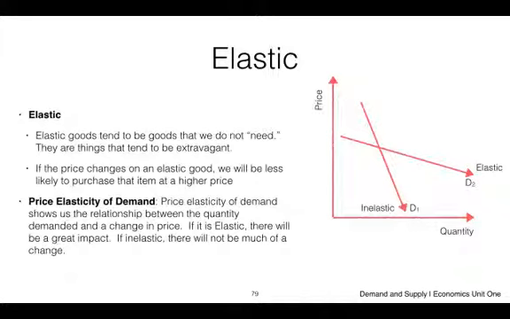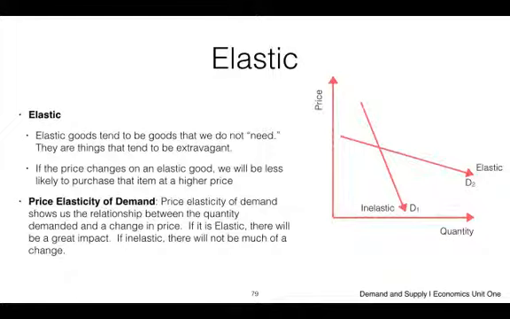Elastic goods are the goods that we tend to not truly need. Maybe things that are extravagant, okay? You know, you've got food at home, but you want to go out to eat. That might be an elastic good, okay? If the price changes on an elastic good, we'll be less likely to purchase that good at a higher price. So the quantity demanded would be a little bit lower, okay? We're not going to purchase things that are expensive if we don't need them.